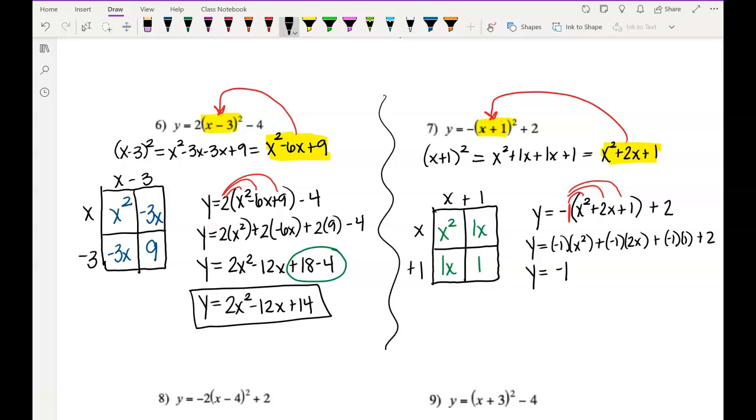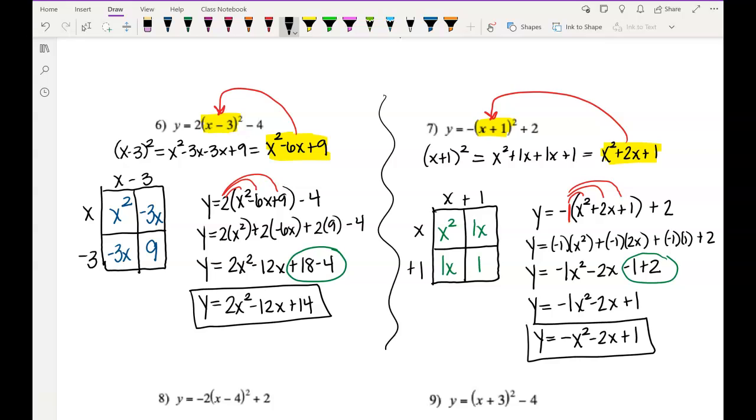So y equals negative 1x squared minus 2x minus 1 plus 2. Again, we have those like terms at the end. Y equals negative 1x squared minus 2x plus 1. And really, we wouldn't write the negative 1 in front of the x squared. We would just write the negative. So y equals negative x squared minus 2x plus 1.